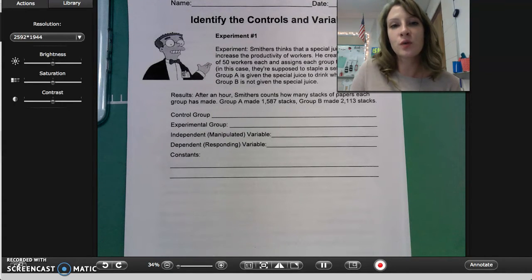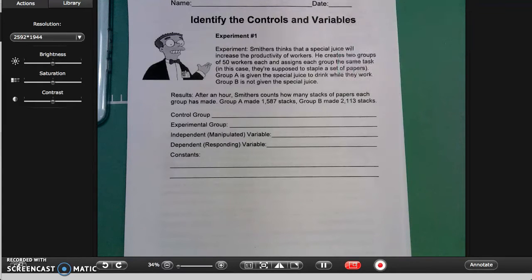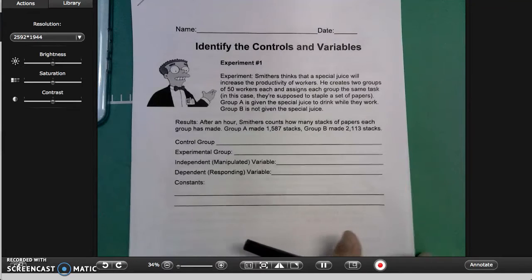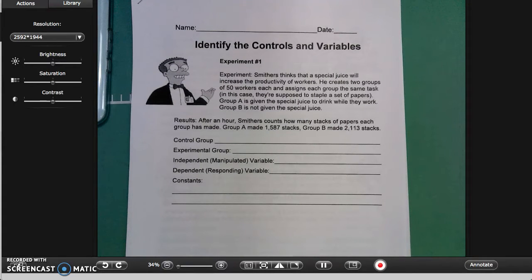So for the first one, we're going to do identifying controls and variables, and I'm going to do the same thing we did in class, just to remind you of how it's done.